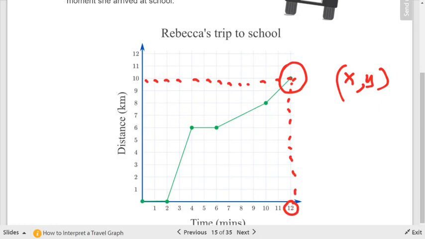Now, don't think that because the line went wonky that she was going further than 10 kilometers, because that means that sometimes she went faster and sometimes she went slower. Okay? And we're just going to look at a couple of things here.